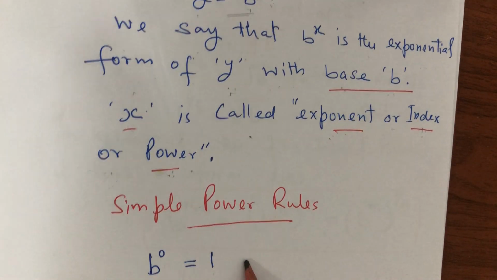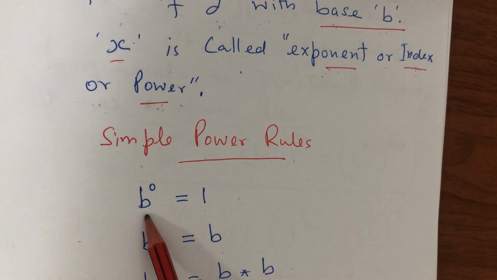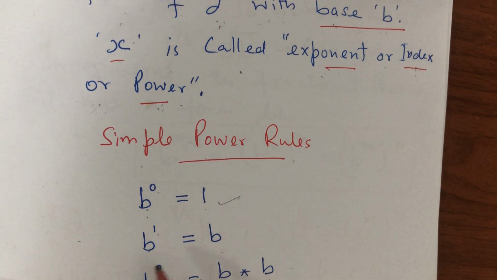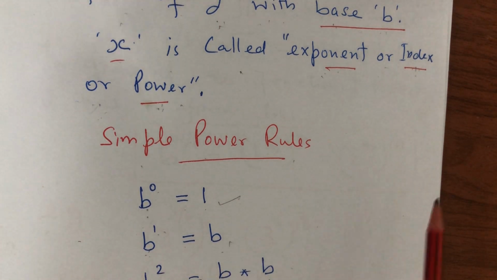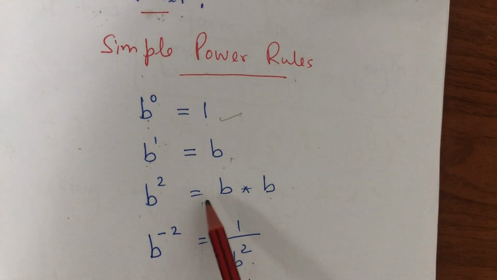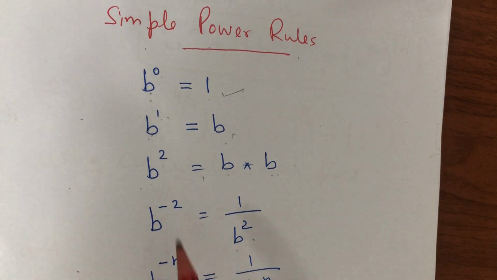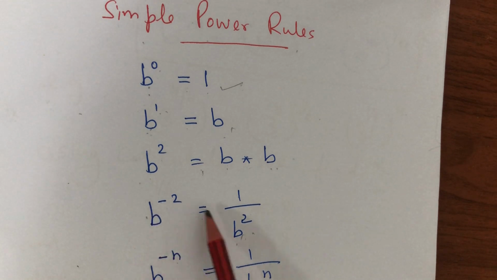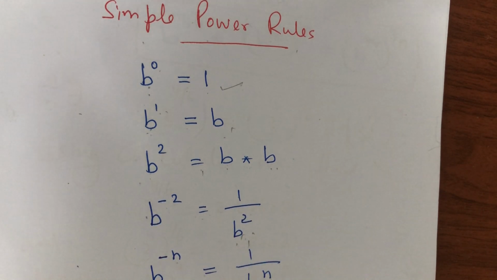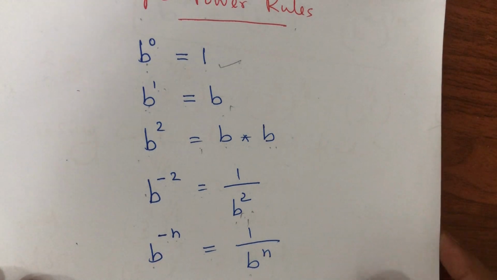So there are simple power rules, then we will go for the general. The simple power rule: when we put power 0 on any number, it becomes 1. We put power 1 on any number, the same number comes back. If power 2, it means we are multiplying the same item 2 times. If power minus 2, it means it is the reciprocal of the same power. b power minus 2 equals 1 over b square, and in general b power minus n equals 1 over b power n.